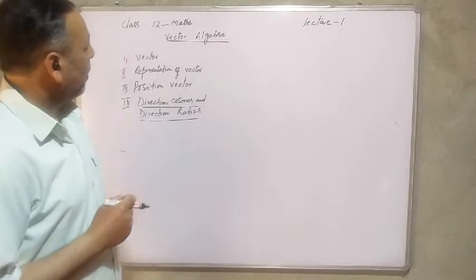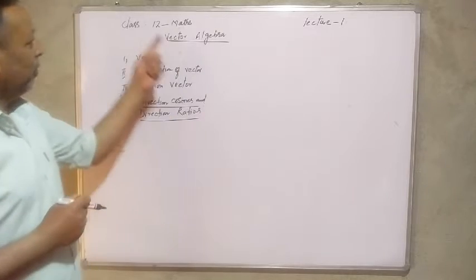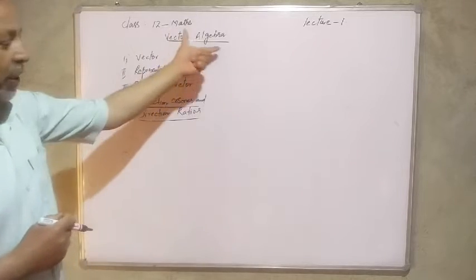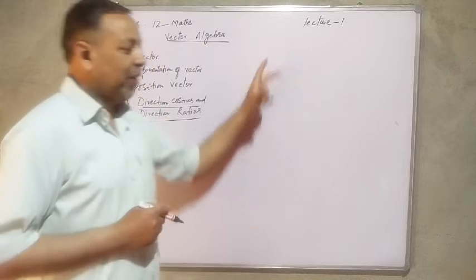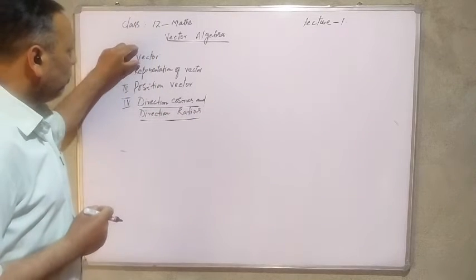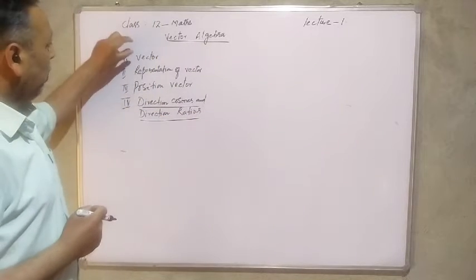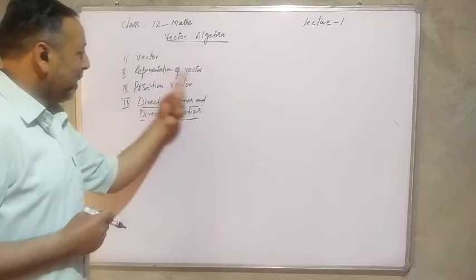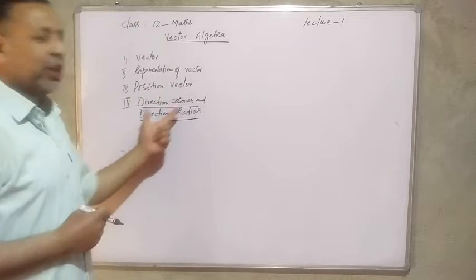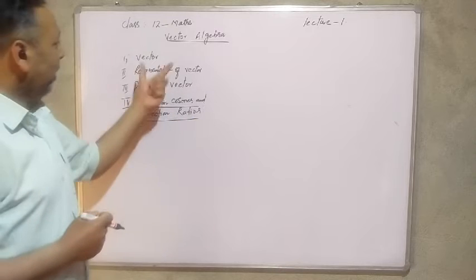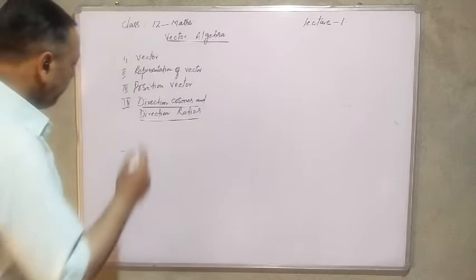Today's session is 12th class maths, vector algebra. In this session, we will discuss the basic concepts of vector, how to represent a vector, position vector, direction cosines and direction ratios. Let us start with vector.